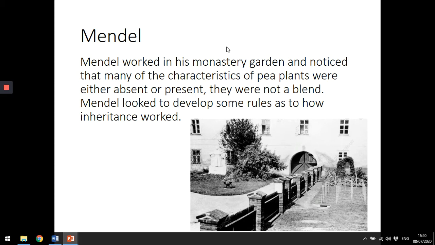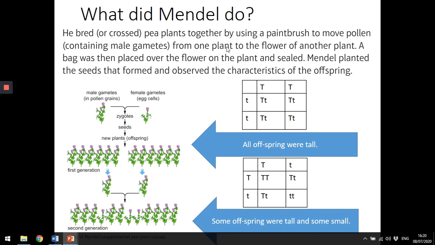So Mendel looked to try and develop some rules around this and try to work out how inheritance worked. So he did a quite famous experiment with pea plants. And he used a paintbrush to move the pollen, which is the male gamete. So like in humans, we have sperm for the male gamete. In this case, for plants, we have pollen. So he moved pollen from one plant onto the flower of another plant so that it would undergo sexual reproduction.